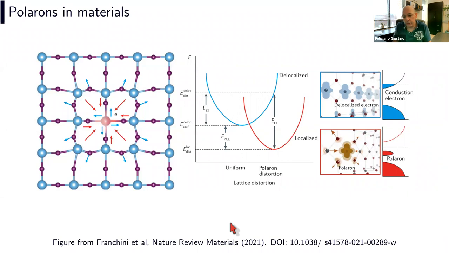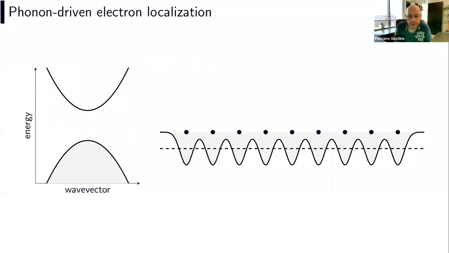So if you might be interested in polarons, I would recommend you read this article. And what we wanted to do is to try to understand whether we can calculate these things using methods like the ones I described earlier. And so the first question is, what is it that we would like to calculate?